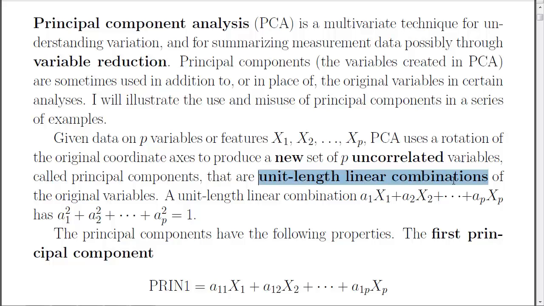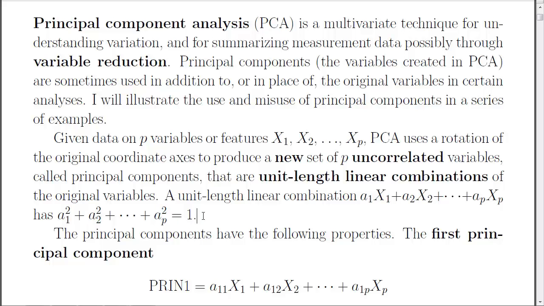And those unit length linear combinations look like this: a1 times x1 plus a2 times x2, and so on. So we're taking all of the x variables and we're scaling them by individual coefficients a, and then we're adding all those together. And one feature, to give the directions of the PCA a unique property, is we're going to make the length of all the a's be 1.